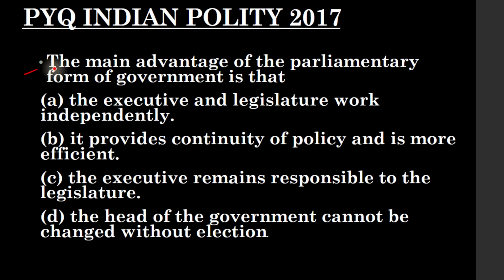The main advantage of the parliamentary form of government is that option A, the executive and the legislature work independently. Option B, it provides continuity of policy and is more efficient. Option C, the executive remains responsible to the legislature. Option D, the head of the government cannot be changed without election. And the correct option is option C.